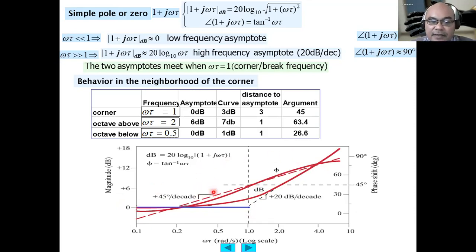And the phase angle is shown in this line. At omega tau much less than 1, the phase angle is 0 degrees. When omega tau is much larger than 1, the phase angle is 90 degrees. And at omega tau equals 1, the phase angle is 45 degrees.